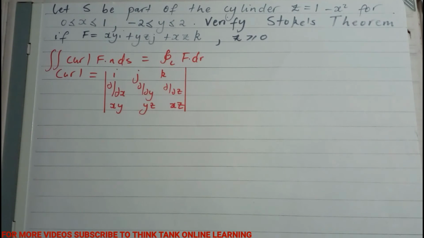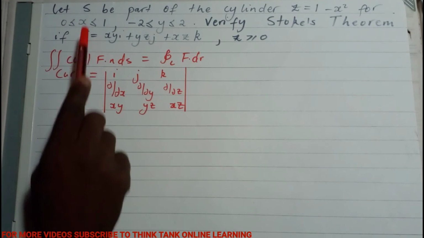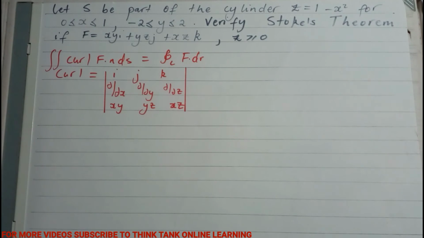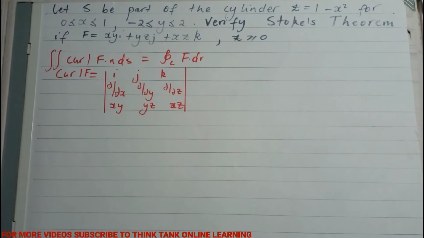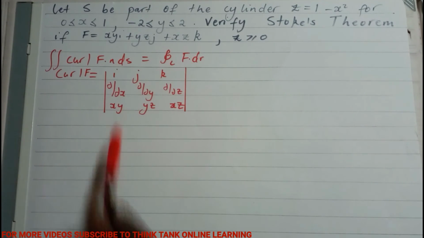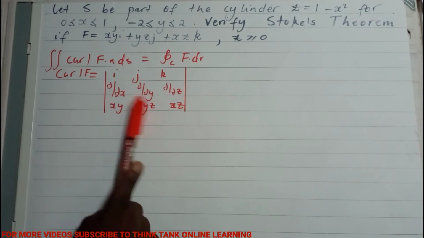So for the formula for Stokes' Theorem, we're going to find the curl of this function F. After that we're going to find the normal and find dS and perform our double integral. Fortunately, our limits are very easy to determine. So first, I'm going to compute the curl of this vector.